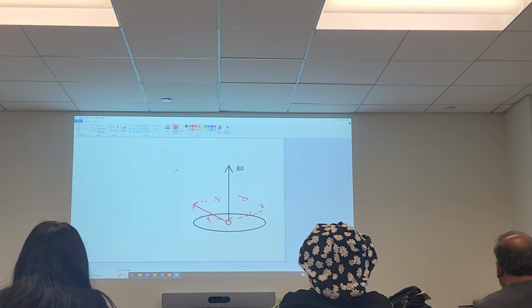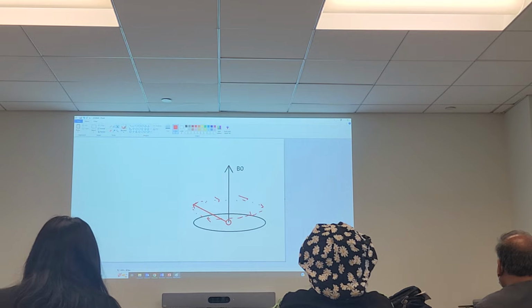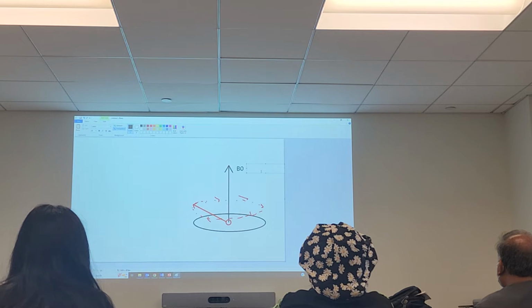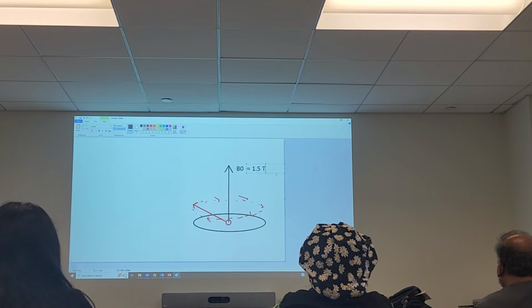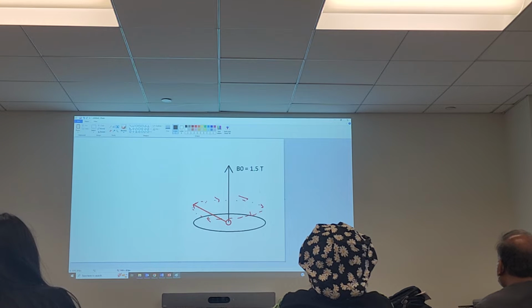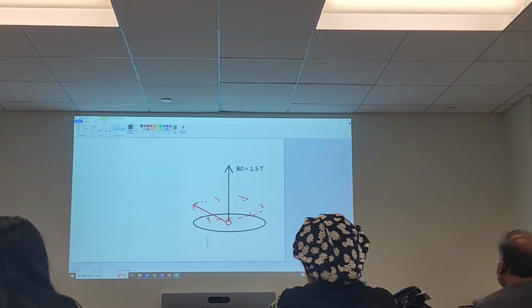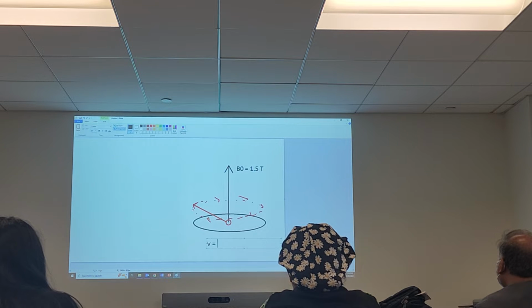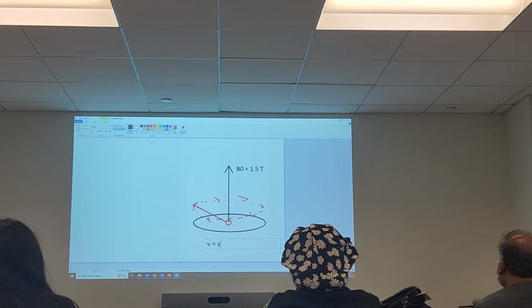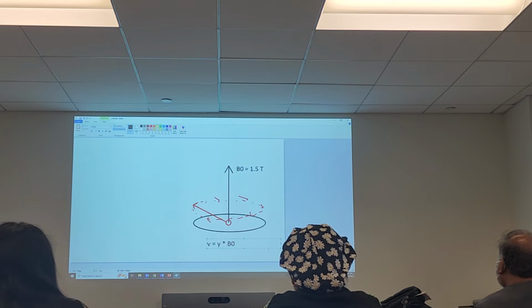How quickly is it spinning? Well, in order to answer that question, we need to know the value of B naught. So let's say B naught is a 1.5 Tesla magnetic field. How quickly is this spinning? Right, we're going to need to use that equation. So our precessional frequency is going to be equal to the gyromagnetic ratio times our magnetic field, in this case B naught.